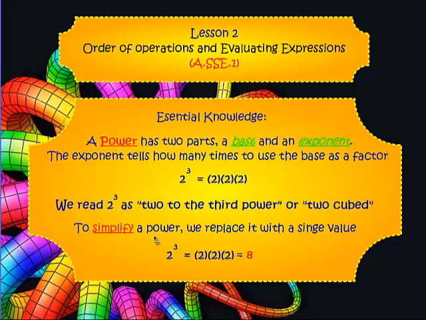To simplify a power, what we mean by that is we're going to replace the base and exponent with a single value. So in this case we have 2 cubed, or 2 to the third power. That equals 2 times 2 times 2, and as I said before, that's 2 times 2, which is 4, times 2 again, which is 8.